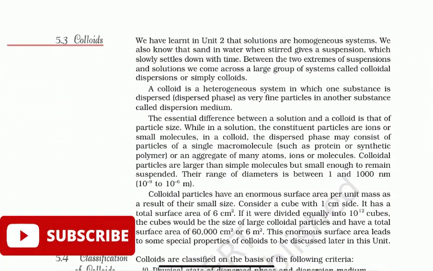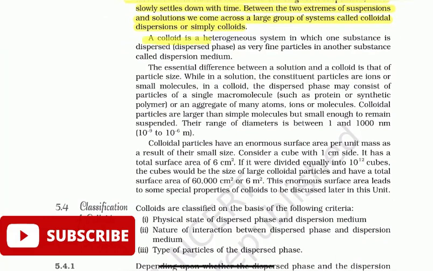Colloids. We have learned in Unit 2 that solutions are homogeneous systems. We also know that sand and water, when stirred, gives a suspension which slowly settles down with time. Between the two extremes of suspensions and solutions, we come across a large group of systems called colloidal dispersions or simply colloids. A colloid is a heterogeneous system in which one substance is dispersed, as very fine particles, in another substance called dispersion medium.